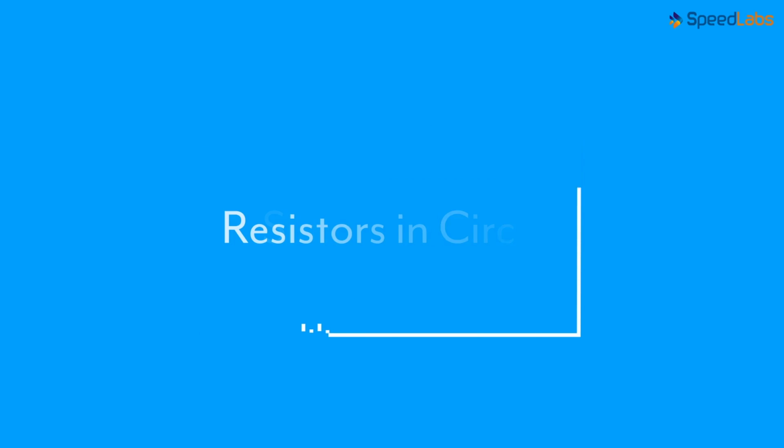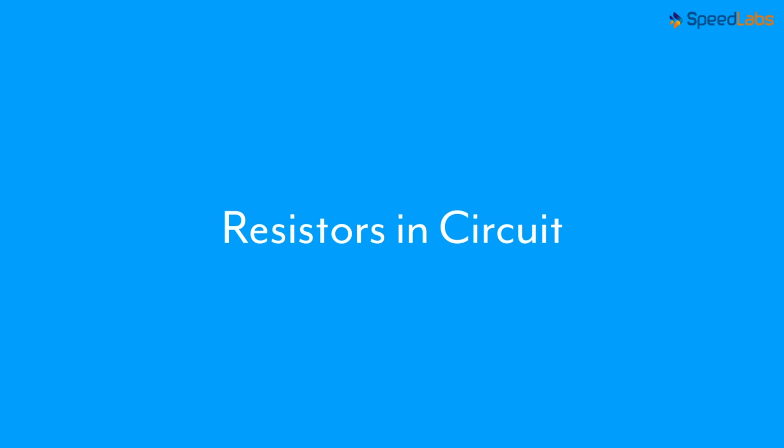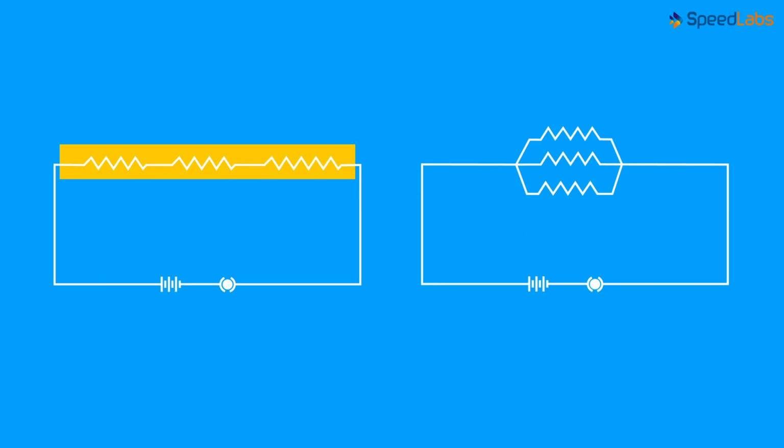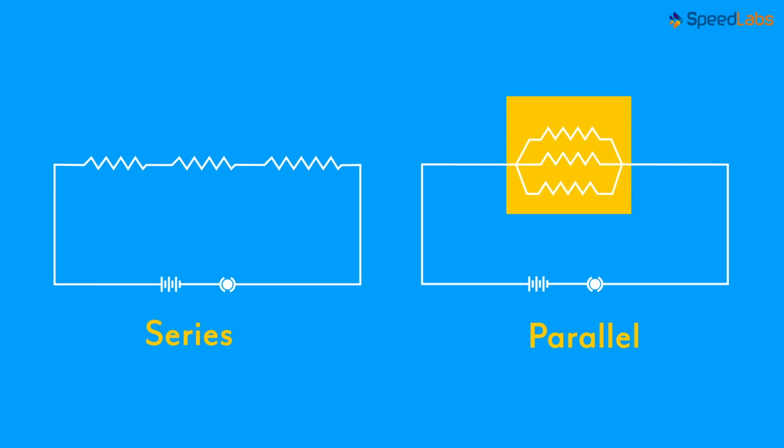If you want to see the resistors in a circuit, they would look like this. These three resistors are in series, and these three are in parallel. Let's dive a bit deeper into the concept with some practical examples.